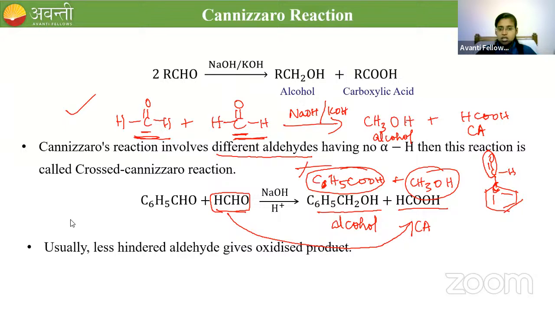Are you able to understand Cannizzaro and crossed Cannizzaro? The Cannizzaro reaction takes place in aldehydes which don't have alpha hydrogen. There are two types. One is the normal Cannizzaro, in which two same reactants are involved, and the other is crossed Cannizzaro, in which two different aldehydes are involved. If you are taking two different aldehydes, then the oxidized product will be formed from the aldehyde which is less crowded or less hindered. These are the points you have to keep in mind.